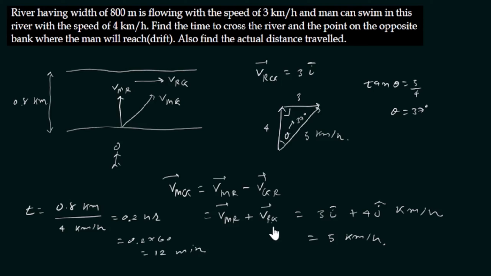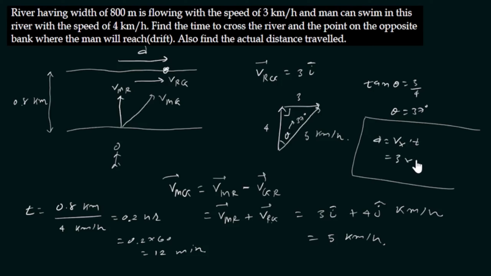And what will be the drift of the person? As we know that the man is moving in this particular direction, the x component of the velocity will determine how much drift there will be. Suppose the person is reaching at this particular point, which is d. I can calculate that here. So d will be vx into t. Vx is basically 3 and t is 0.2. This will be 0.6 kilometer. The drift of the person will be 600 meter.